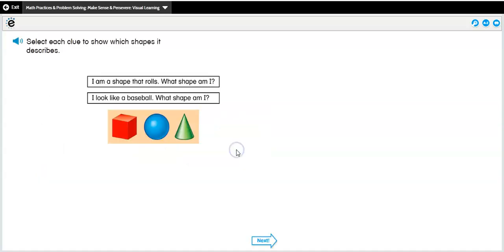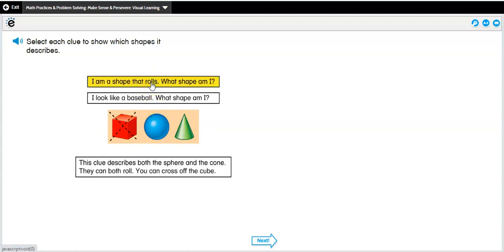Let's try it. Select each clue to show which shapes it describes. Okay, so here we have our two clues, and when we click the clue, it will help us figure out what shape it's describing. So I am a shape that rolls. What shape am I? So we said that the cube can't roll, but the sphere and the cone can. Let's see if we're right. This clue describes both the sphere and the cone. They can both roll. You can cross off the cube.